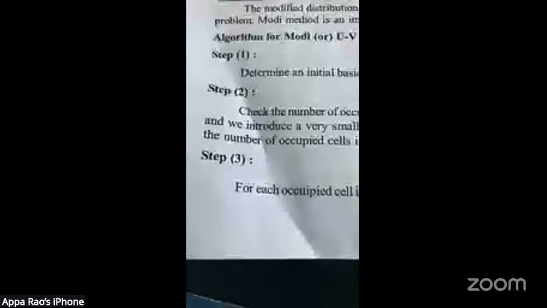Check the number of occupied cells. If there are fewer than m plus n minus 1, then degeneracy is present, and we introduce a very small positive quantity epsilon in a suitable independent cell so that the number of occupied cells is exactly equal to m plus n minus 1. Here m is the rows, n is the columns. Step 3. For each occupied cell in the current solution, solve the system of equations ui plus vj equal to cij.